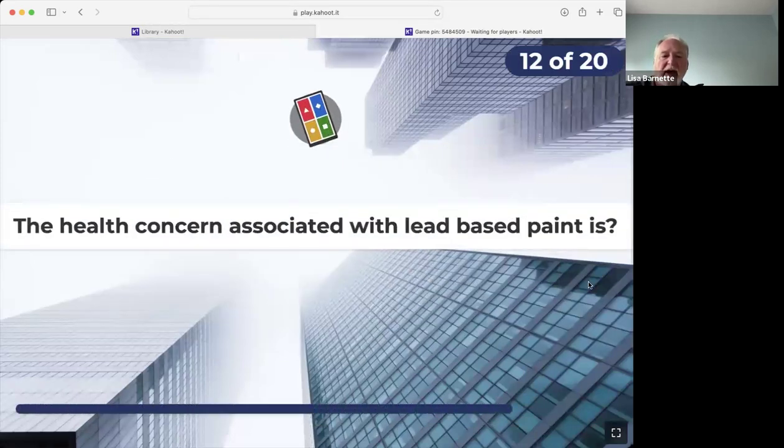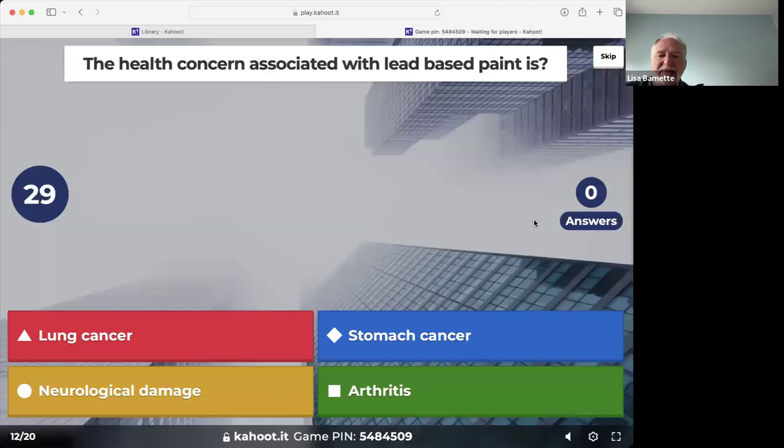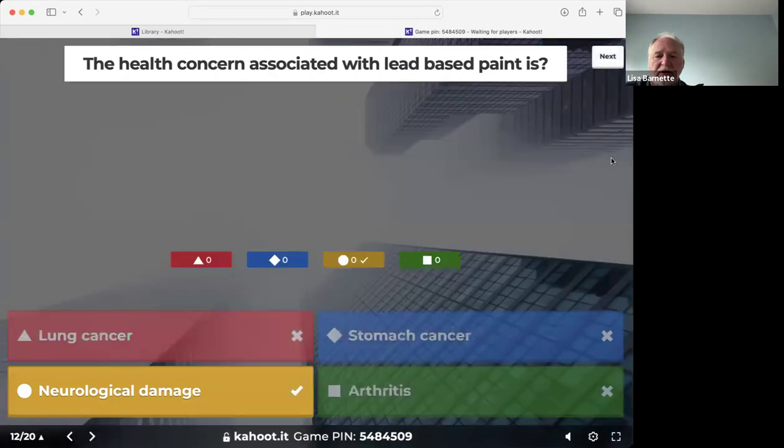Question number 12. The health concern associated with lead-based paint is lung cancer, stomach cancer, neurological damage, or arthritis. And after a pause, of course, you see that the answer associated with lead-based paint is neurological damage. But notice how we keep throwing in the others just to try to tempt you into lung cancer and stomach cancer. Students always want to believe that something causes cancer, but that's not the association with lead-based paint.